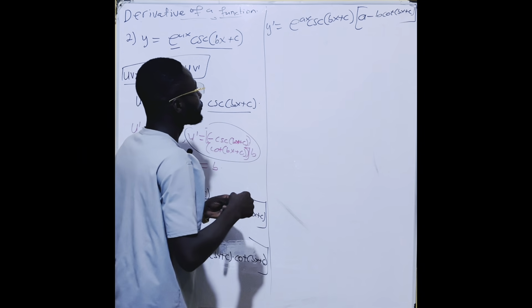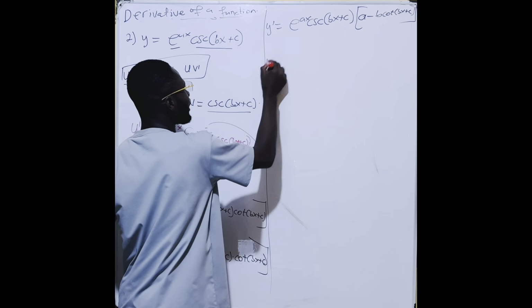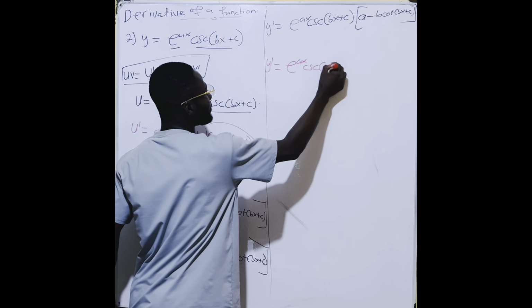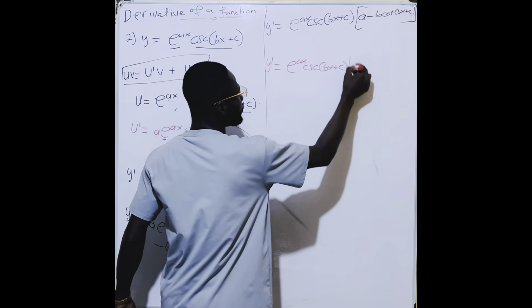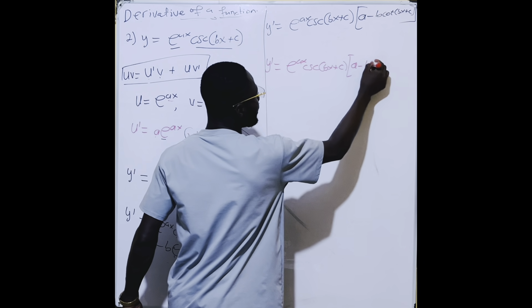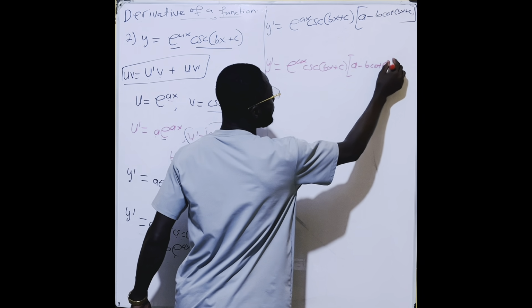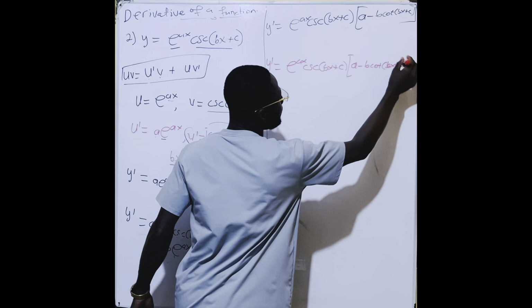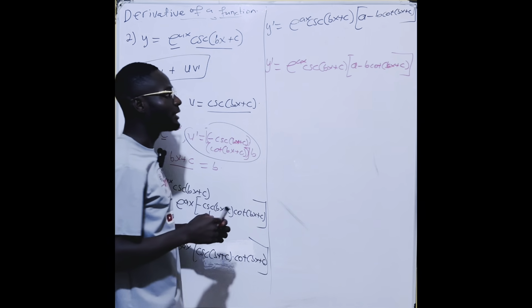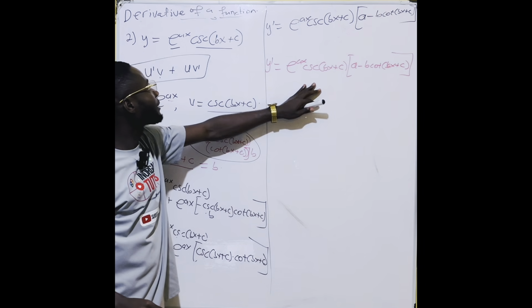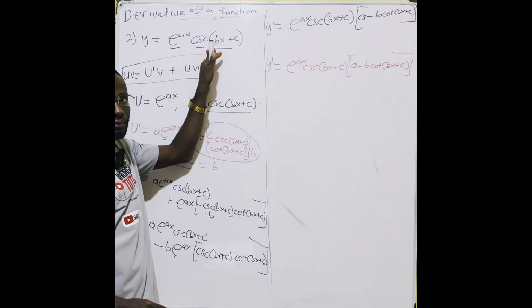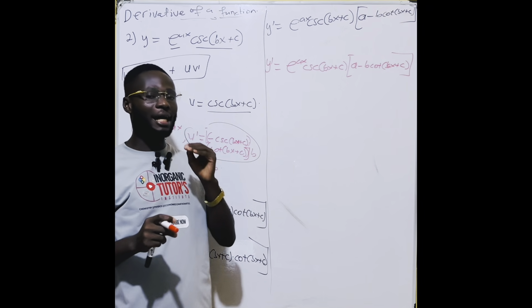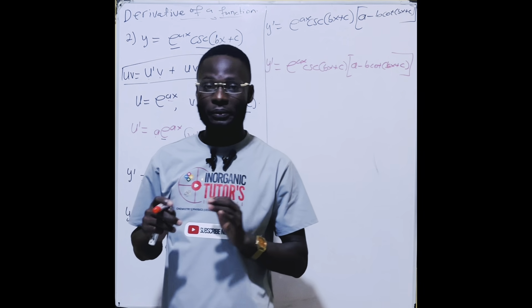Okay, so let's try to write it well. So we have y prime equals e to the ax cosec into bx plus c into a minus b cot into bx plus c. Okay, so this becomes our final answer to this particular problem. All right, it's very, very simple. You just have to apply the product rule very well.